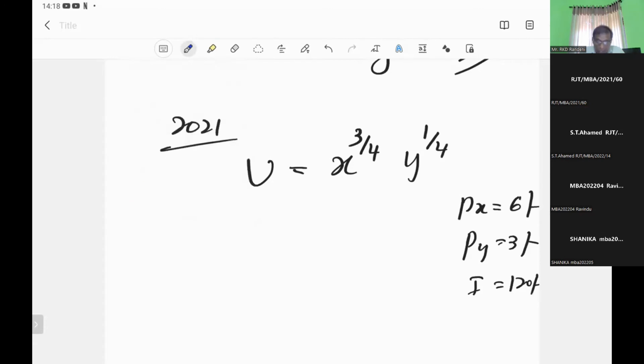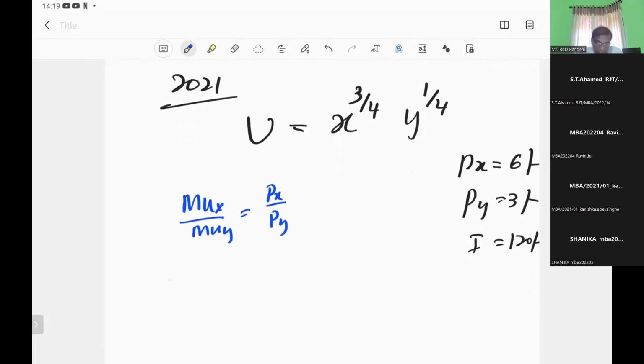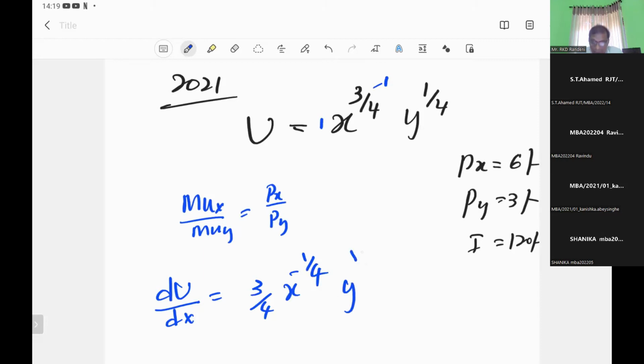Now, this is the equilibrium condition: MUX divided by MUY equals PX divided by PY. Now MUX: differentiate this U function with respect to X. Then MUX: here 1 times 3/4, that is 3/4. Then you have to deduct 1, that is minus 1/4. Then y to the power 1/4.